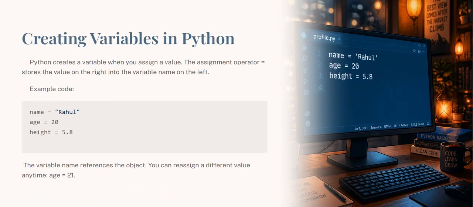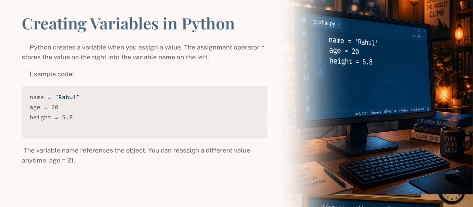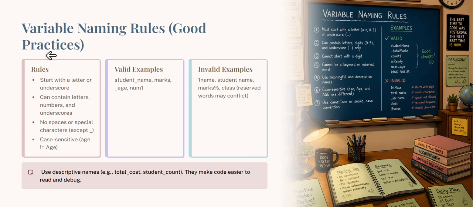So I guess first we should, no, first let's do this. Variable naming rules. When you are putting some variable name like name, age, height, city, anything, there are some rules while naming the variable.